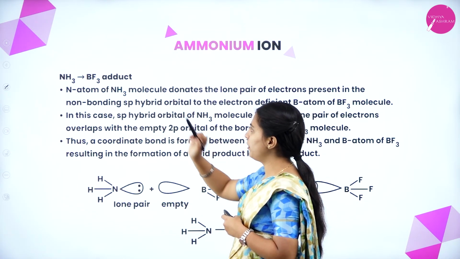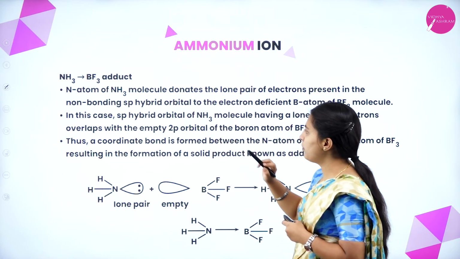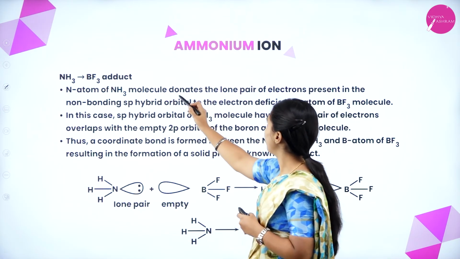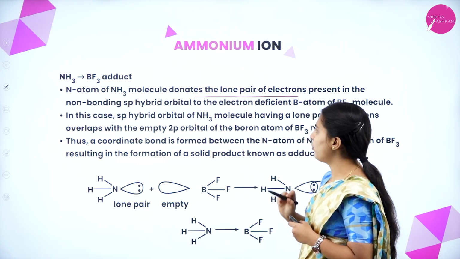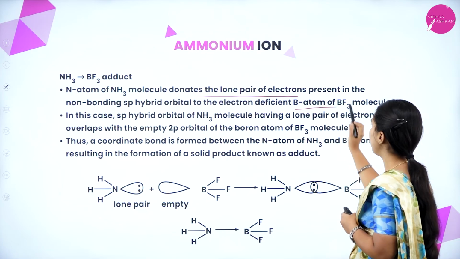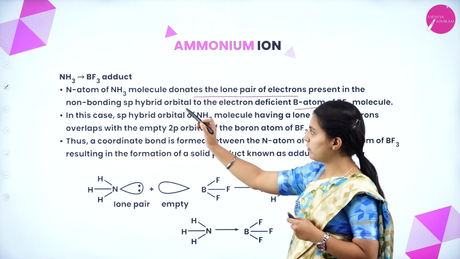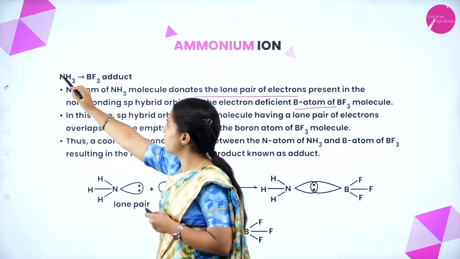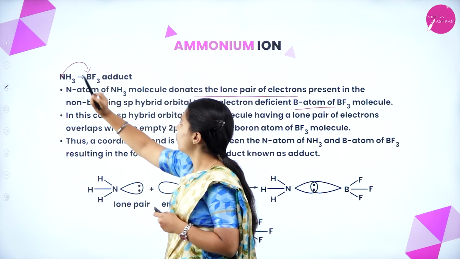And NH3 and BF3 adduct. N atom of ammonia molecule donates a lone pair of electrons present in the non-bonding sp3 hybrid orbital to the electron deficient B atom of BF3 molecule. What it is showing is that this nitrogen will donate the electrons to boron.